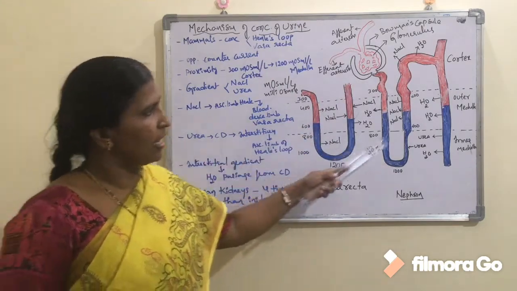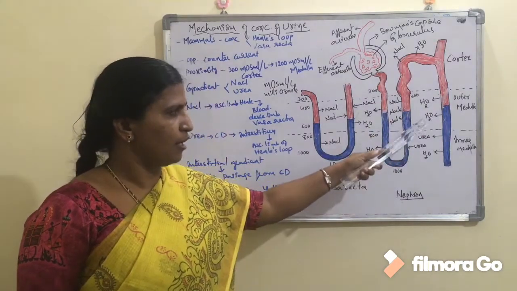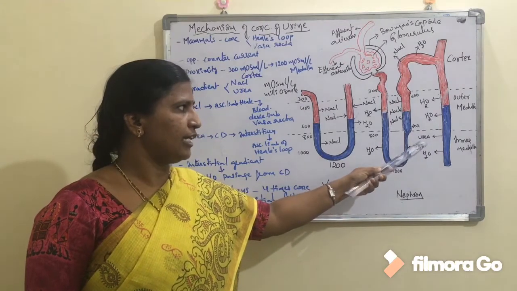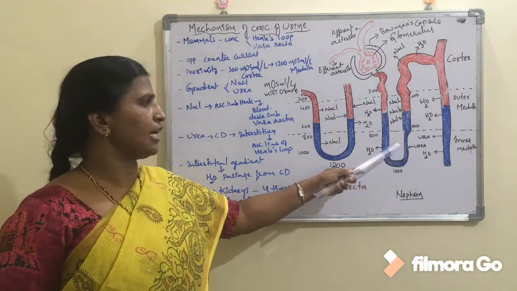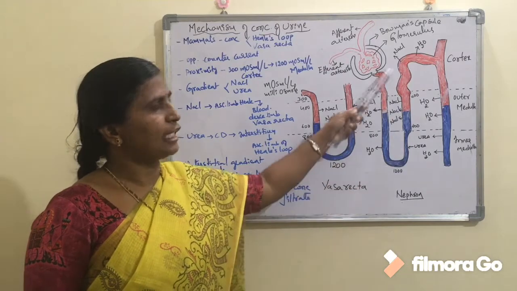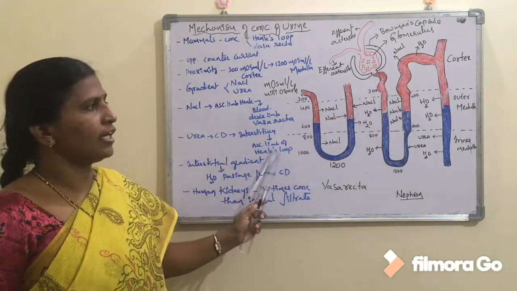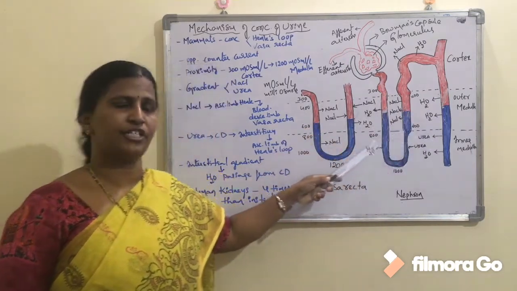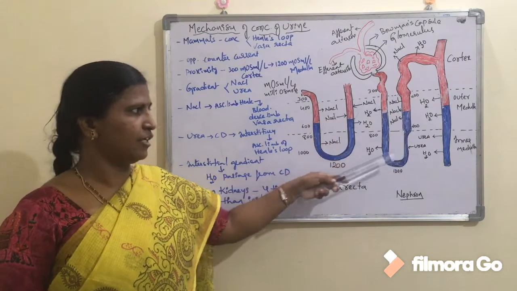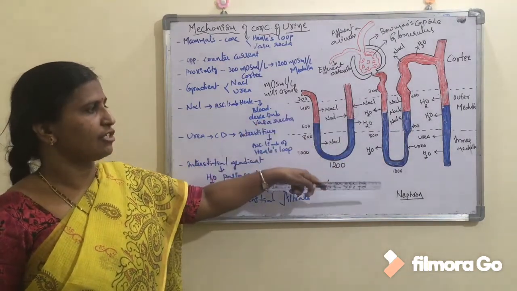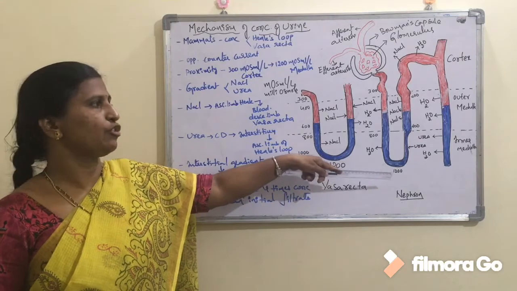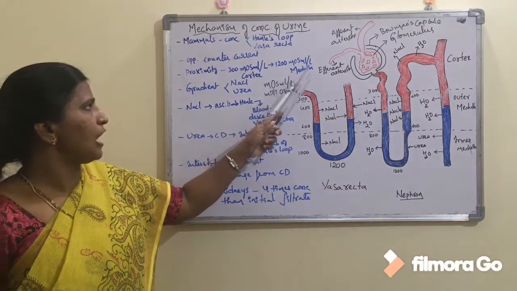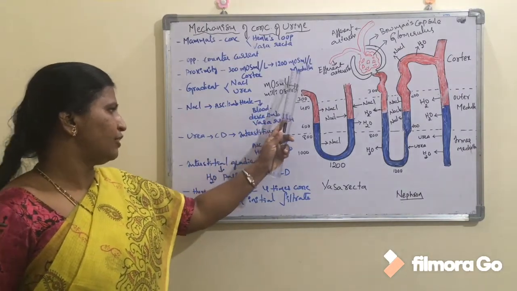And coming to urea, it is coming into the interstitium from the collecting duct. From the interstitium, urea is entering into the ascending limb of the loop of Henle, so that the urea concentration as well as sodium chloride concentration is more in the medulla region. And in the inner medulla it is going to be more, hence the osmolarity is going to be increased up to 1200 milliosmoles per liter in the inner medulla region.